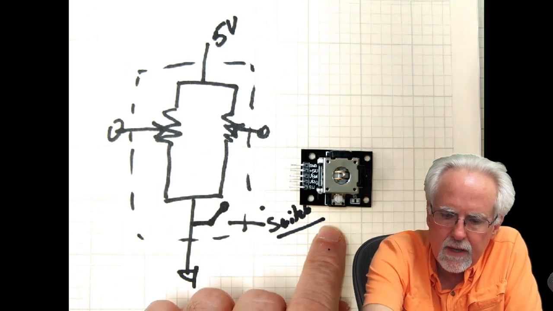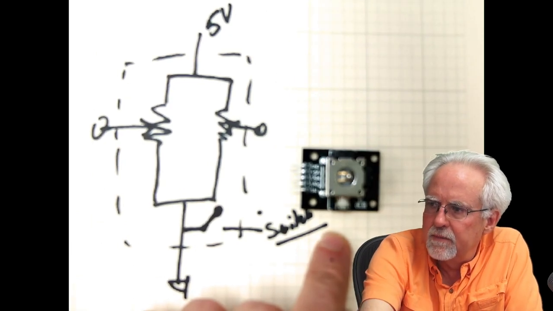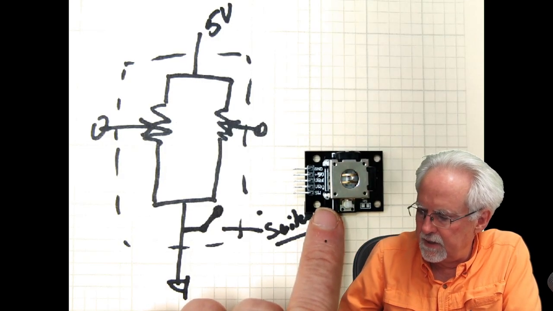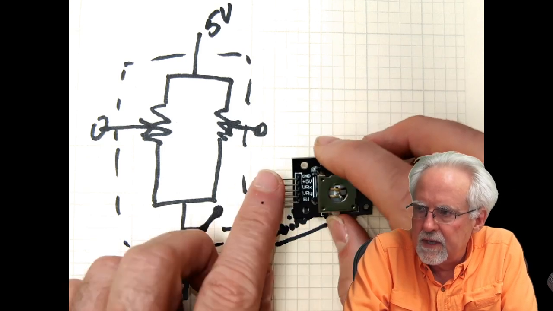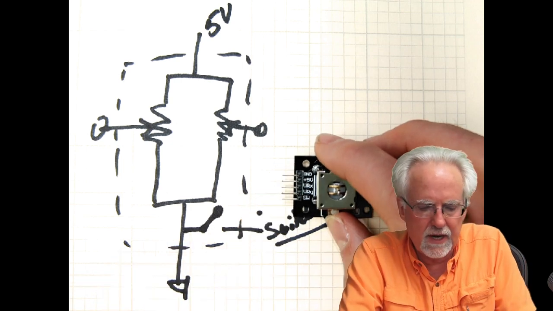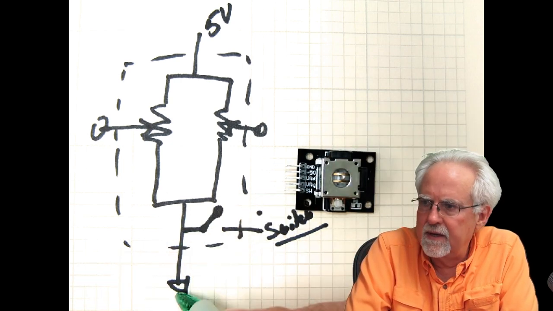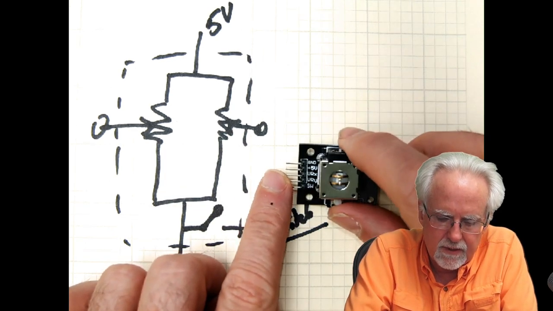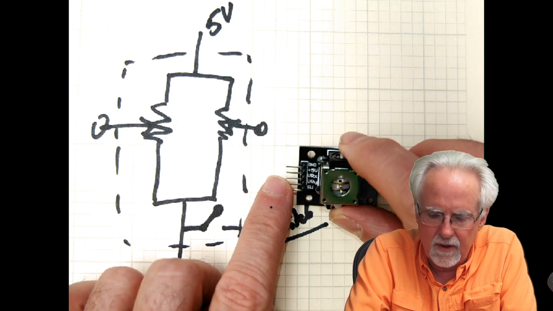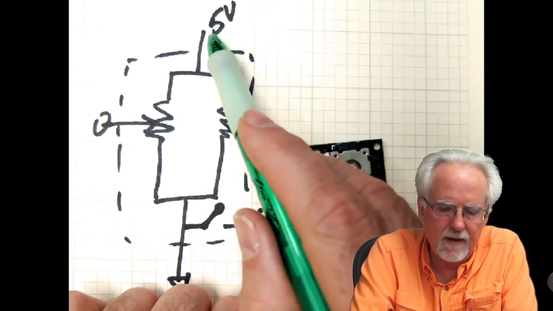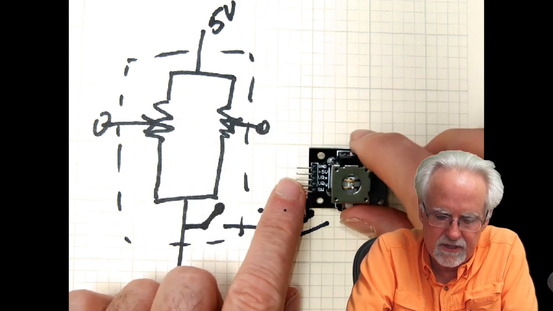Let's look at this. I think maybe I can zoom in a little bit and you might be able to see this a tad better. If you can see this with the pins pointing to the left, the top connection is the ground. Everything connects to the ground inside. Below that, the next pin is 5 volts, the common 5 volts for both of the potentiometers.